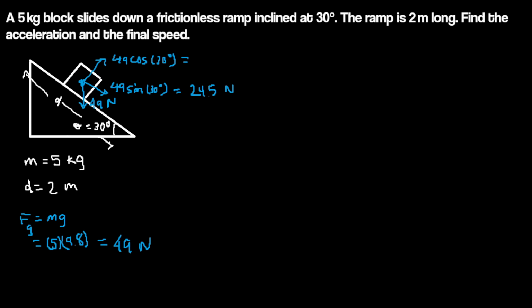5.9 times cosine 30 gives us 42.4 newtons. Okay.